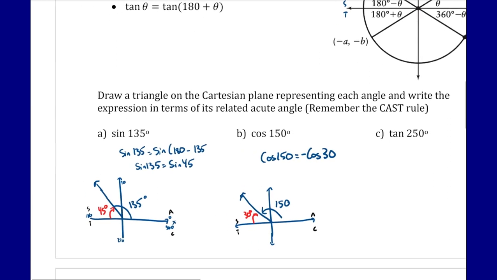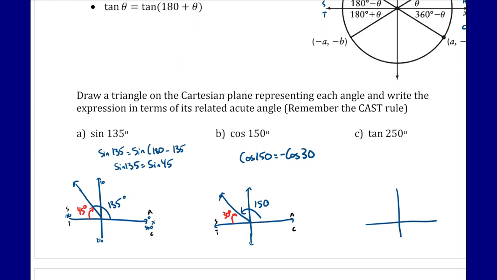For tan of 250, 250 is all the way in this quadrant. I'm going to put down my CAST, C-A-S-T, again. So I need to know the related acute angle, as close as I can get. This is going to be a positive. So for tan, it's nice to know that my theta, my positive, is just going to be this angle. So that's the related acute angle, 70 degrees.